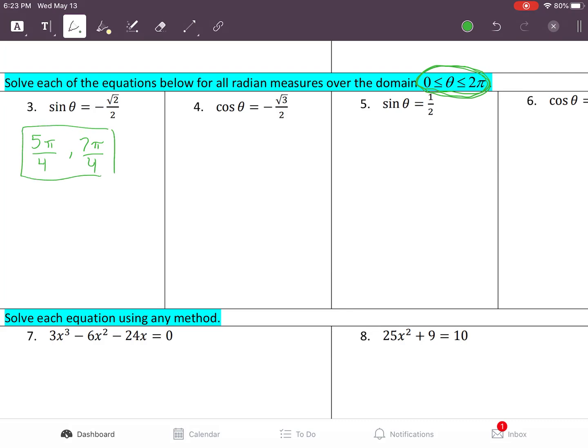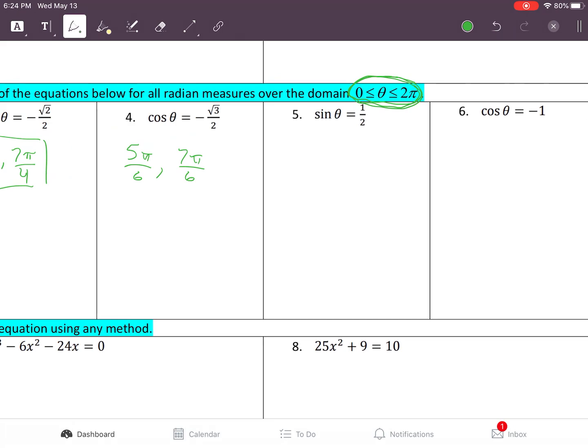So you're just looking at the unit circle to find where negative root 2 over 2 is at the y value and figure out what the radian is, and then you're done. For cosine of theta is equal to negative root 3 over 2, there are again two of them. We're looking for the x value in the points that is negative root 3 over 2. So we have 5 pi over 6, and we have 7 pi over 6.